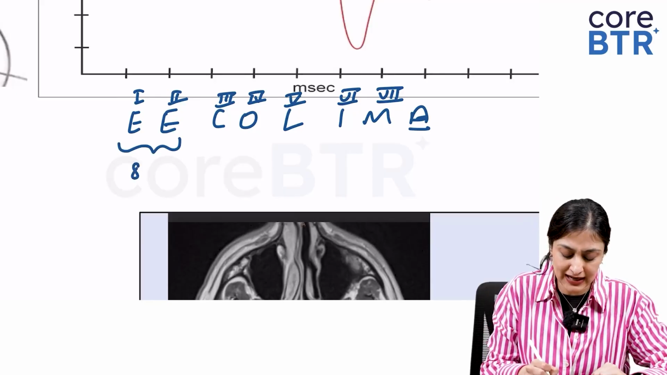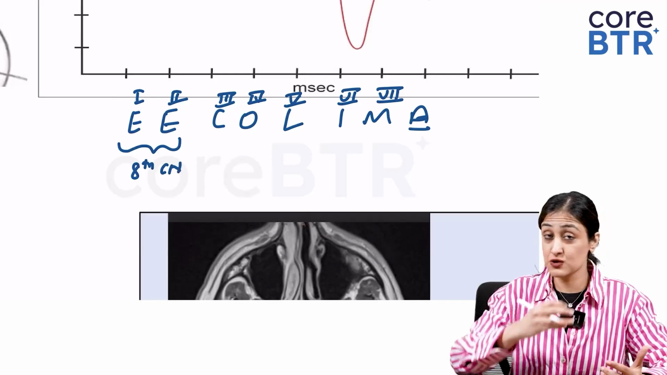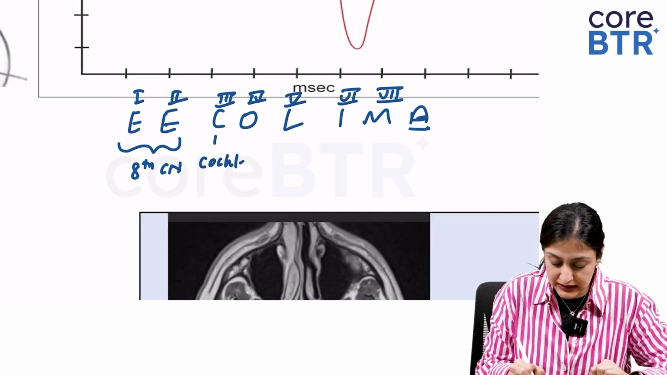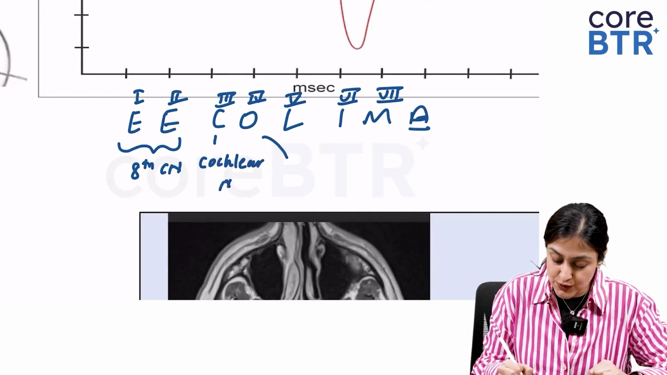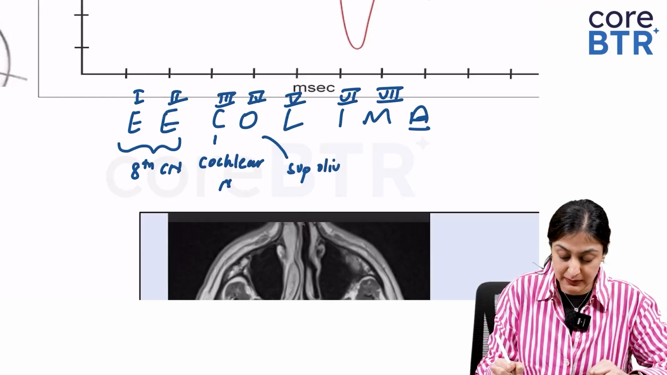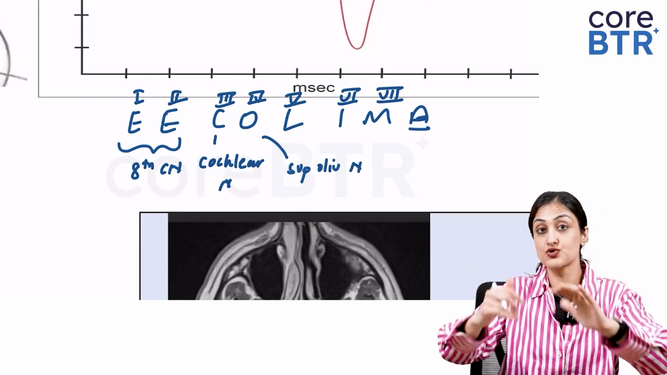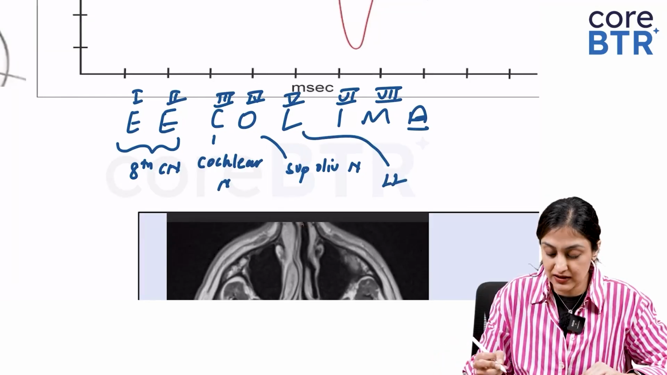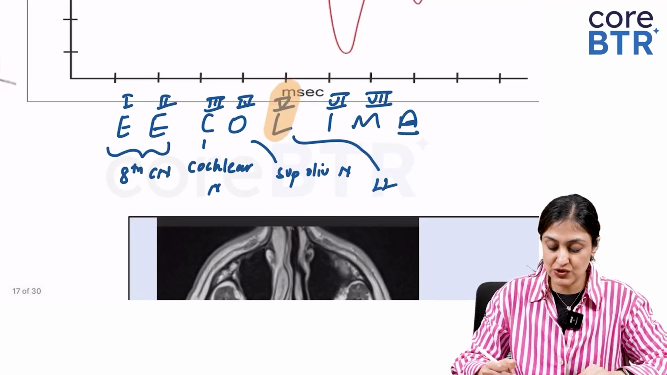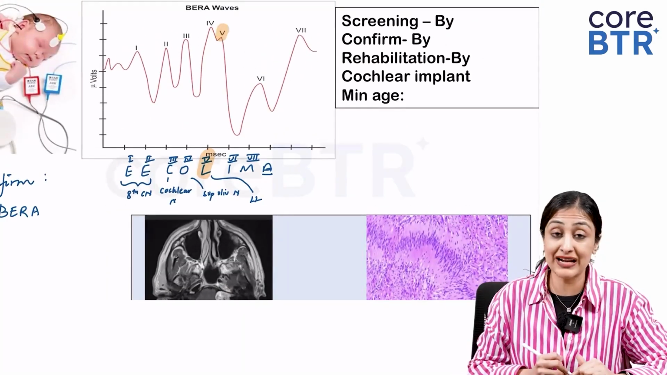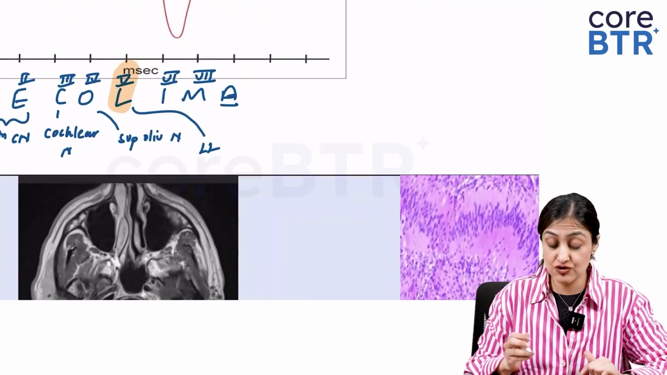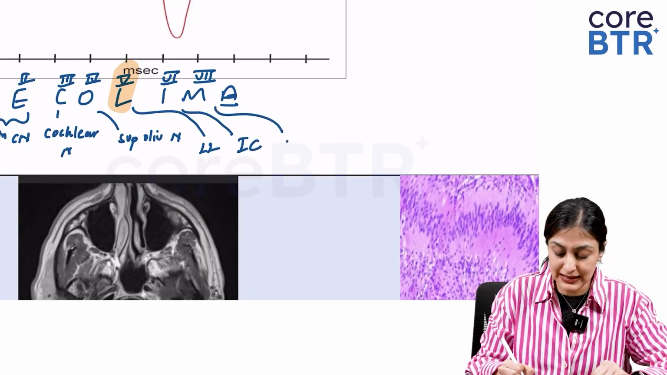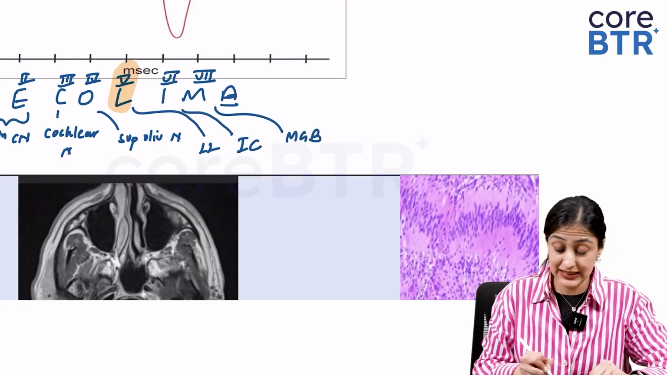So E and E are the 8th cranial nerve. So spiral ganglion form the 8th cranial nerve. Then it goes to the cochlear nucleus. Then it goes to superior olivary. Remember, this was the center where now it goes to bilateral facial nerves. Then I have very important lateral lemniscus. So if they ask which is the most important BERA wave, wave 5, emitted by lateral lemniscus. Then it goes to inferior colliculus and then medial geniculate body.